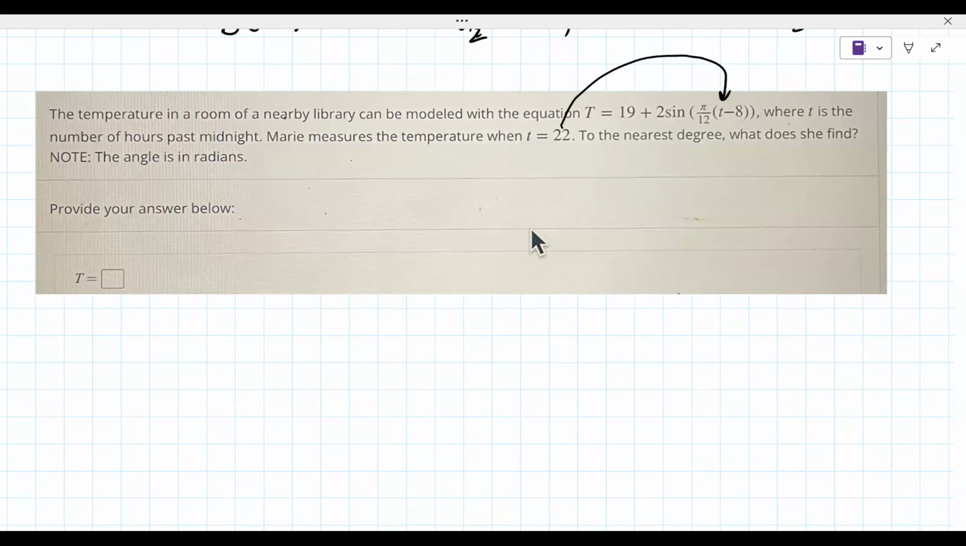Yeah, so you're just putting this into your calculator. 14 pi divided by 12. Why do I keep doing that? I end up getting 18. You said 18, right? Yeah.